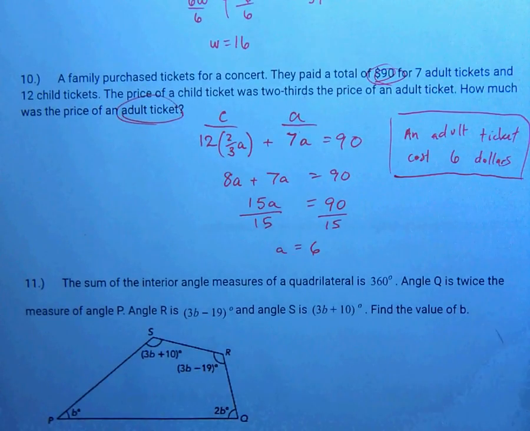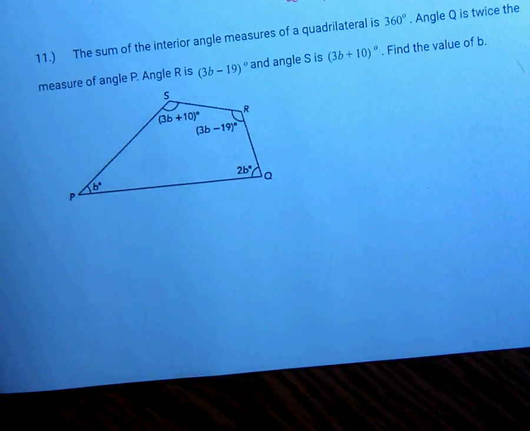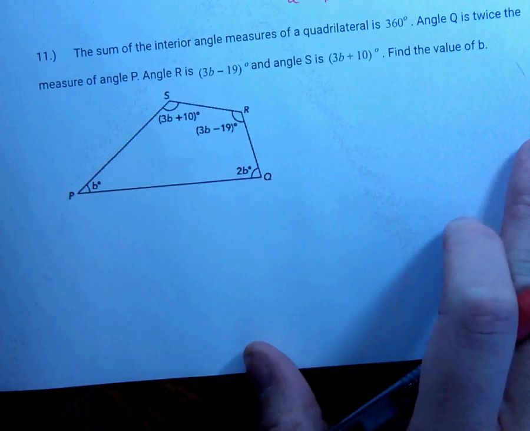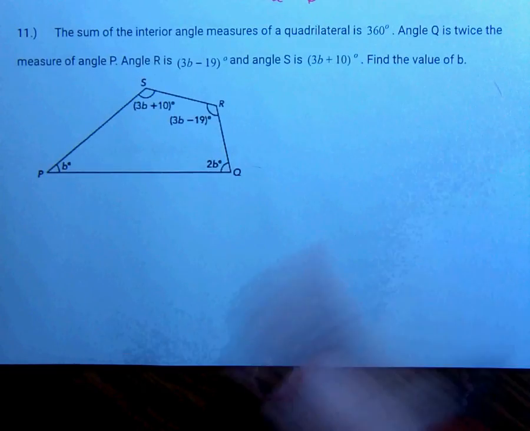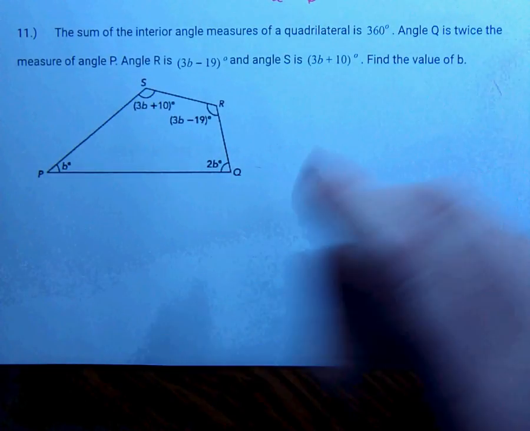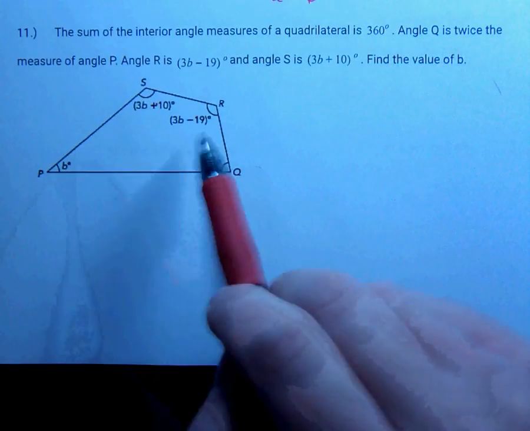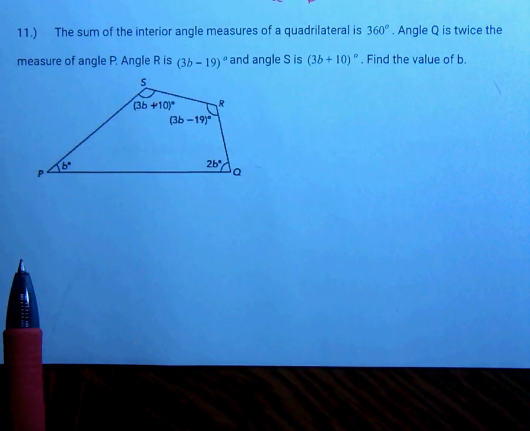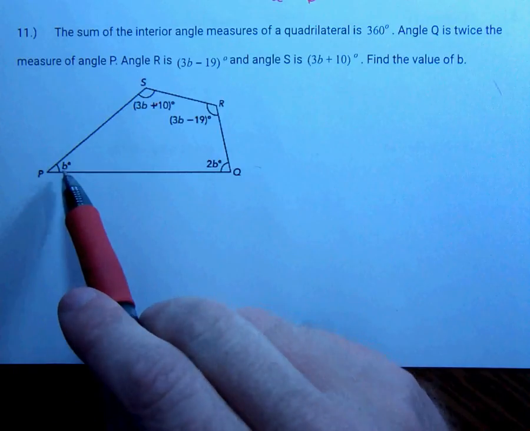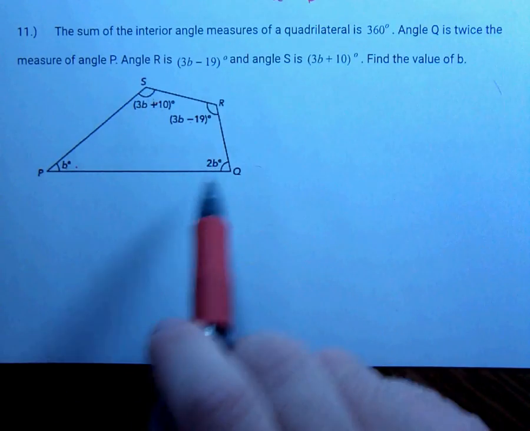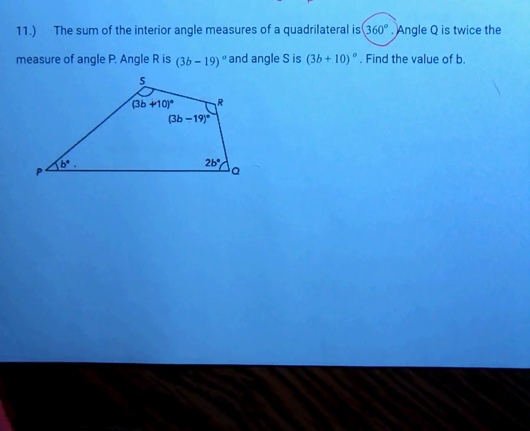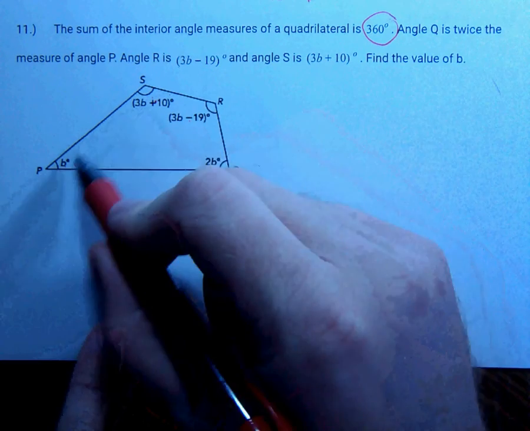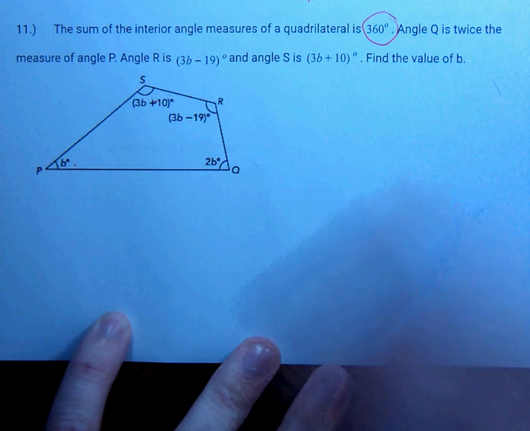Hooray. The next one. The sum of the interior angle measures of a quadrilateral is 360 degrees. Angle Q is twice the measure of angle P. A lot of stuff that basically points to this picture. There's a reason there's a picture there. Basically what we're saying is all this plus this plus this plus this is equal to 360. So let's add all of these expressions together and set it equal to 360.